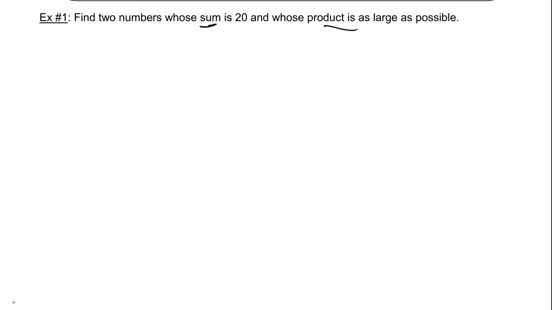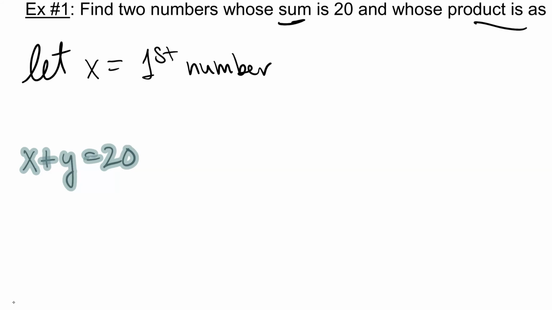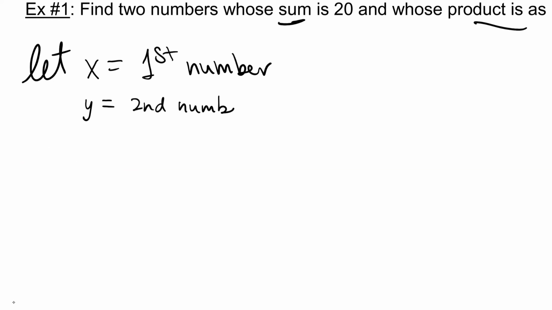So let's let the first number be x. X is normally the variable we're going to use. So let x equal the first number. I could have y be my second number, and together x plus y has to equal 20. And we want the product to be as large as possible. So if I take x times y, I want to maximize this.